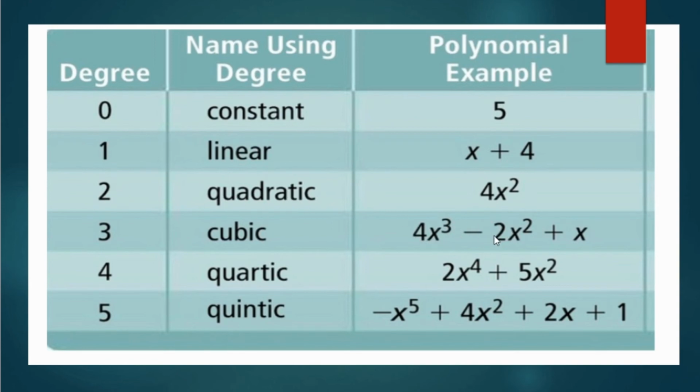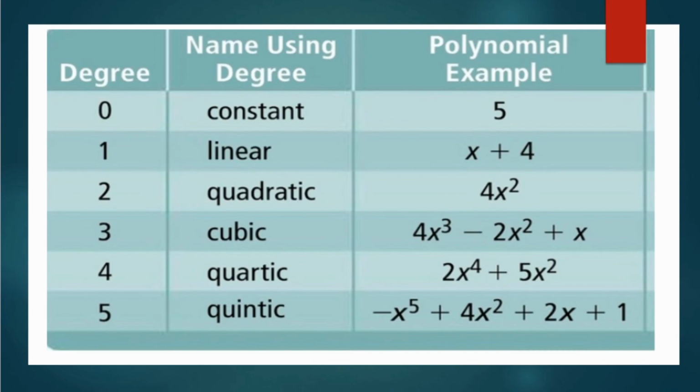Then we have 4x cubed minus 2x squared plus x. The highest exponent is 3. That is why this is your degree 3, and this is said to be cubic. Then we have 2x to the 4th plus 5x squared. The highest exponent in here is 4, and that is your degree 4, and this is said to be quartic. Another example, we have negative x to the 5th plus 4x squared plus 2x plus 1. The highest exponent we have is 5. Therefore, your degree is 5, and this is said to be quintic. So these are the names based on the degree.